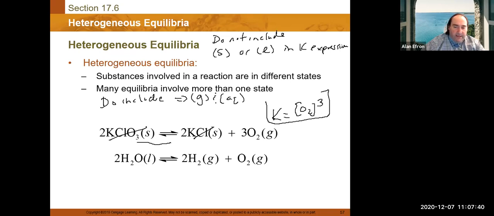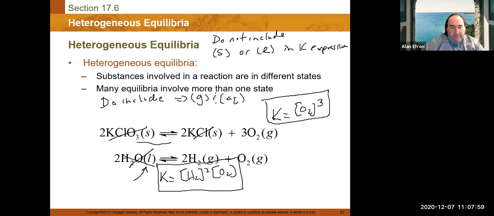That would be the entire equilibrium expression for it. Same thing if we came down here to this guy and we wrote the K value, it would be our products, which would be H2 squared times O2. And again, this being a pure liquid would not be included in it. So this would be the equilibrium expression for the bottom guy there. So we don't include the S's or the L's in our expression.